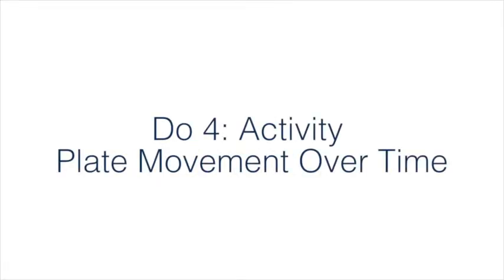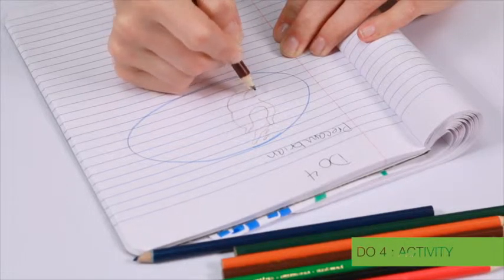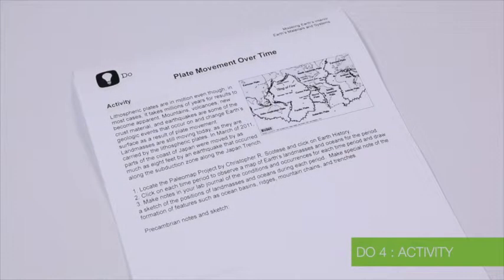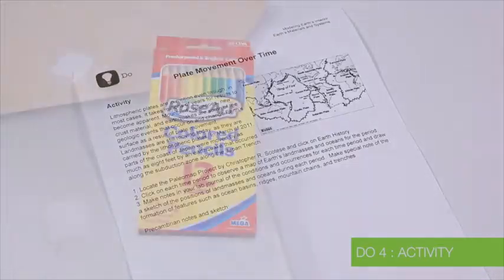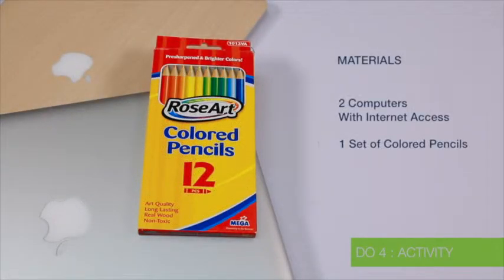Do 4 activity, plate movement over time. Students observe models of the Earth's land masses and oceans for various geologic time periods. For this activity, you will need the student handout, Plate Movement Over Time, 2 computers with internet access, and a set of colored pencils.